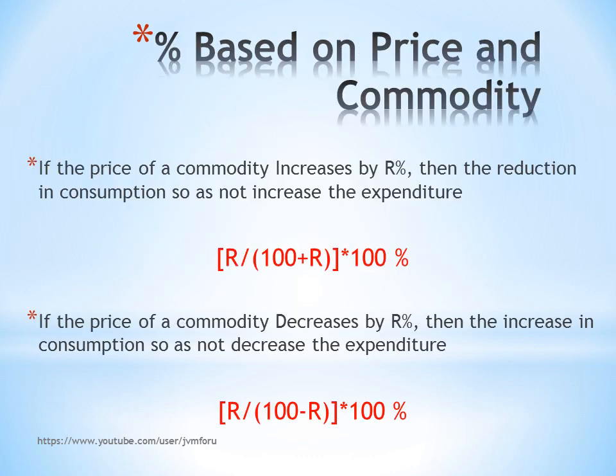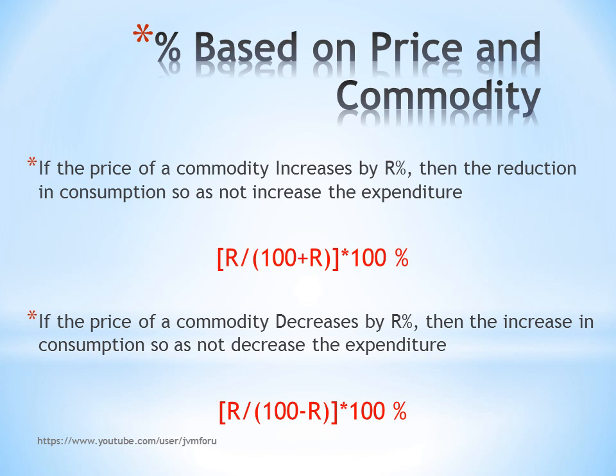Let us see another terminology, the percentage. We need to calculate the percentage based on the price and commodity of the product. If the selling price is higher than the cost price, we have a profit. If the selling price is lower than the cost price, we have a loss percentage. By using these formulas we need to find out whether it is a loss or profit, and find the percentage.